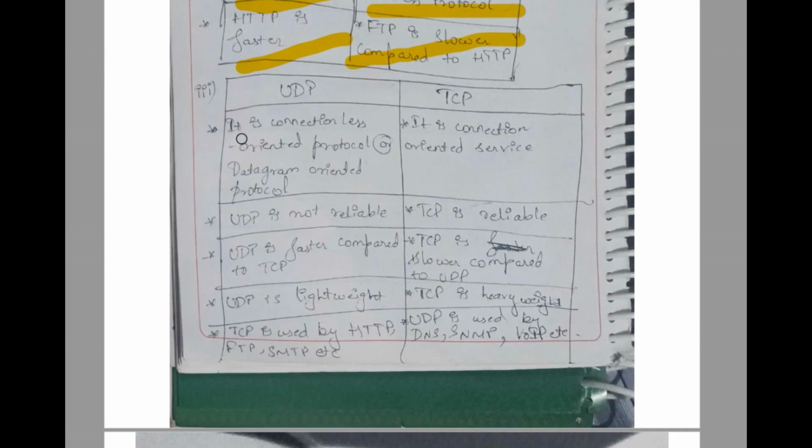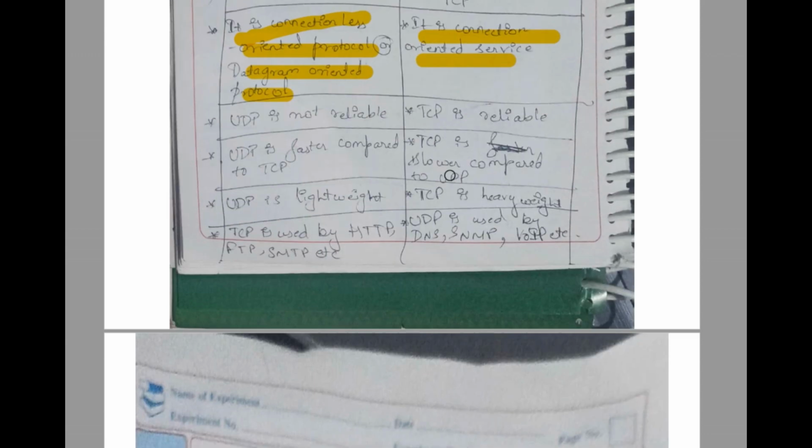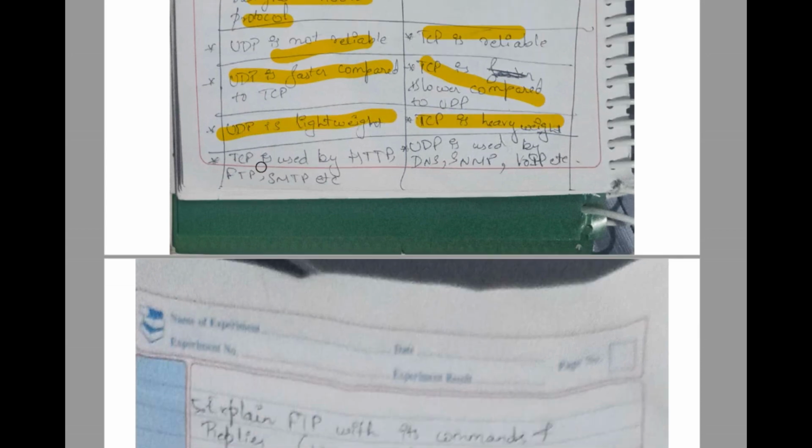What is UDP? UDP is a connectionless oriented protocol or datagram oriented protocol. TCP is connection oriented protocol. UDP is not reliable. TCP is reliable. UDP is faster compared to TCP. TCP is slower compared to UDP. UDP is lightweight. TCP is heavyweight.